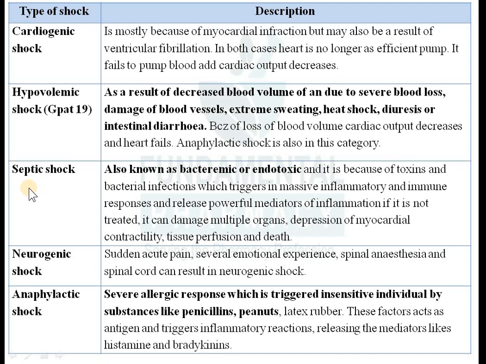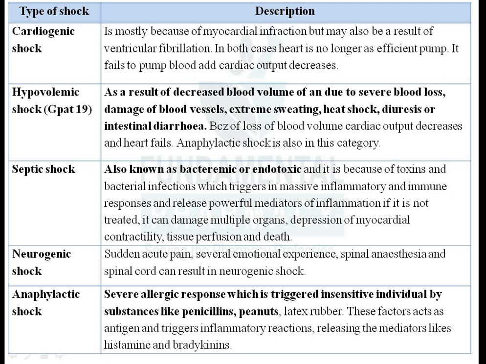As the name indicates, septic means there is a sepsis. Sepsis means what? Sepsis means there is an accumulation of metabolic product of your bacteria, or of your own cells. That is known as septic. So it is also known as bacteremic or endotoxic shock. Remember, septic shock is known as bacteremic or endotoxic shock, and it is due to the infection only.